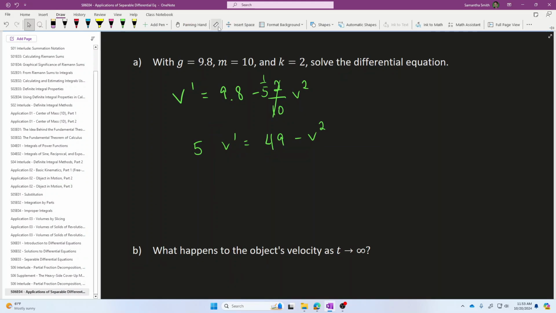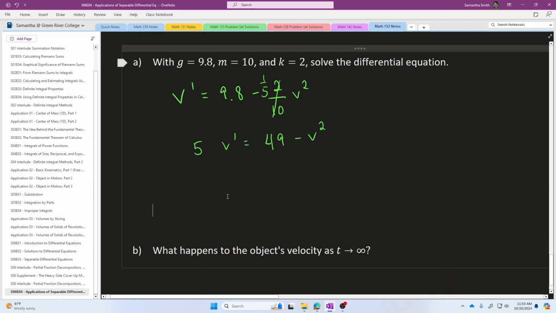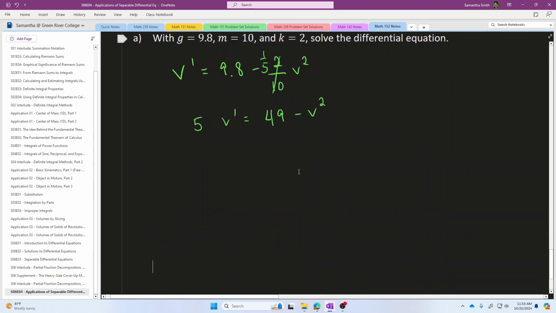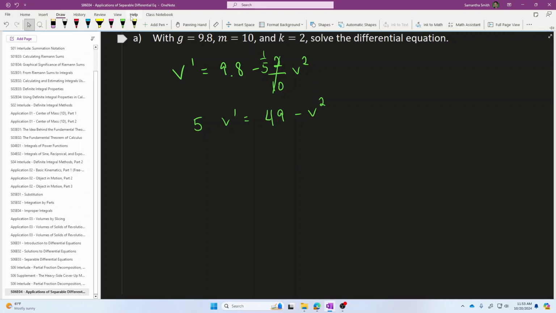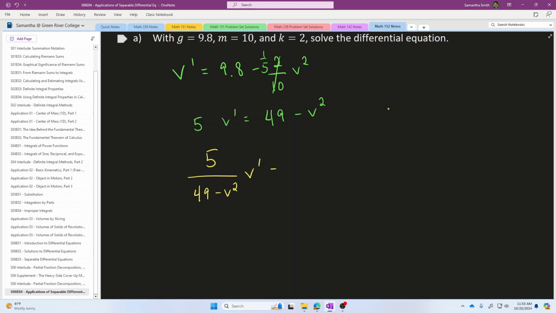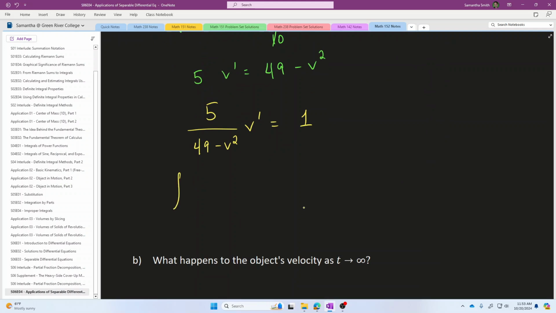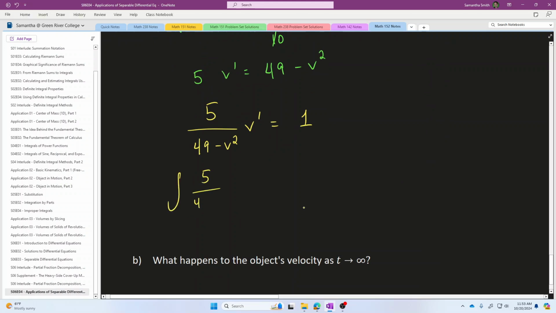Now, in this example, I do not have any instances of the input variable t for time. So I can separate this differential equation in the most extreme manner just by dividing the entire left-hand side, giving me 5 over 49 minus v squared, v prime is equal to 1 unit. And so I've completely separated the velocities from the times.